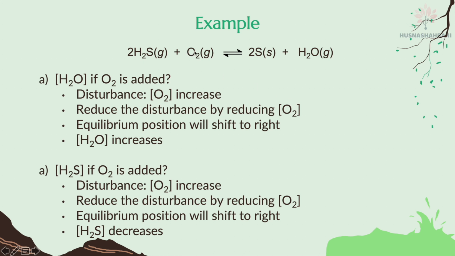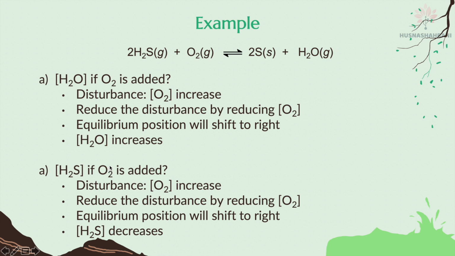In order to reduce the concentration of oxygen, you need to convert the reactant to become the product. So this oxygen must react with hydrogen sulfide to become the product. So the equilibrium position will shift to the right. When the equilibrium position shifts to the right, it will produce more water vapor, meaning the concentration of water vapor increases.